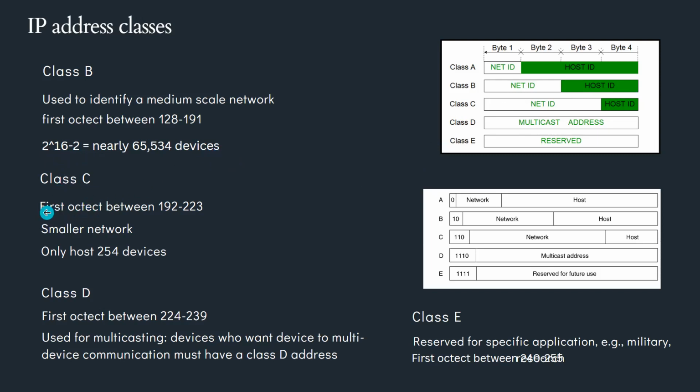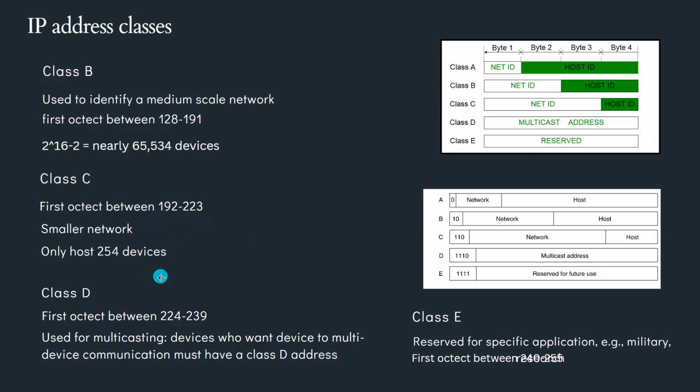In there, the IP address starts with 110. And then the first integer of the class C IP address will be between 192 and 223. It is used for smaller networks because once we compute the number of host devices that it can cater to, it can only serve up to about 254 devices, right?